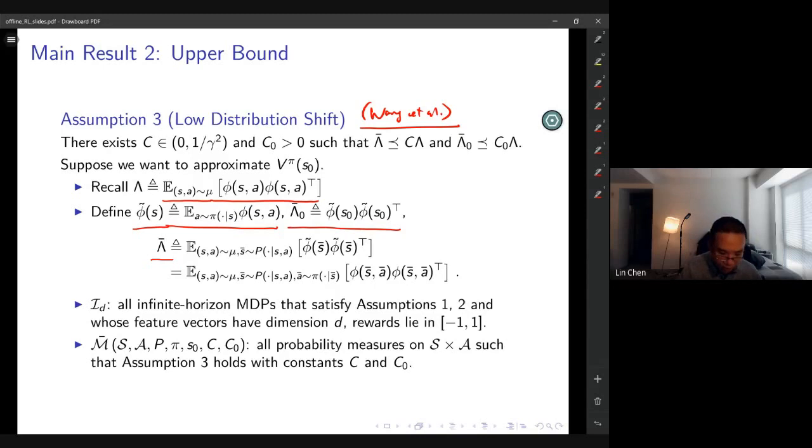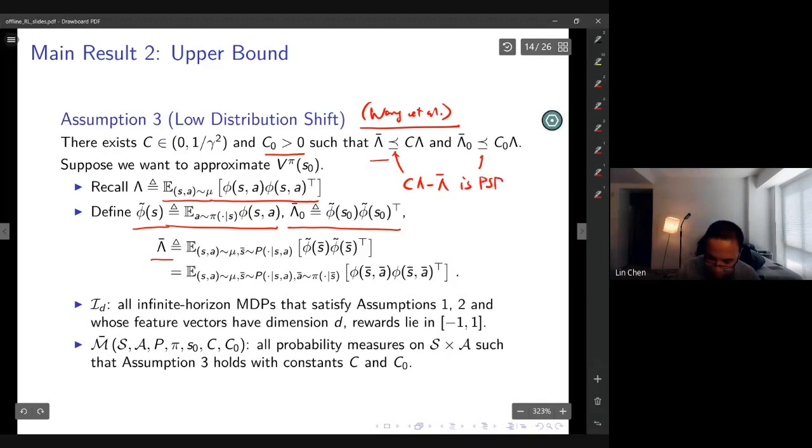This assumption says there exists a C which is between 0 and 1 over gamma squared, and there is a C0 greater than 0, such that lambda bar is less than C times lambda, and lambda 0 bar is upper bounded by C0 lambda. And this means that C lambda minus lambda bar is a positive semi-definite matrix. And here it means that C0 lambda minus lambda 0 bar is a positive semi-definite matrix.